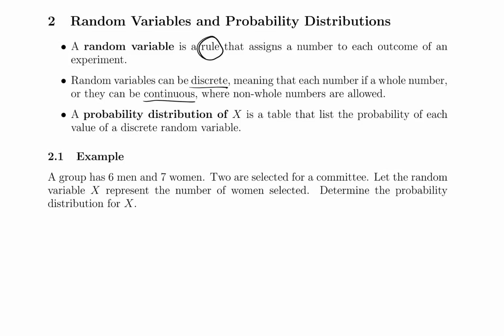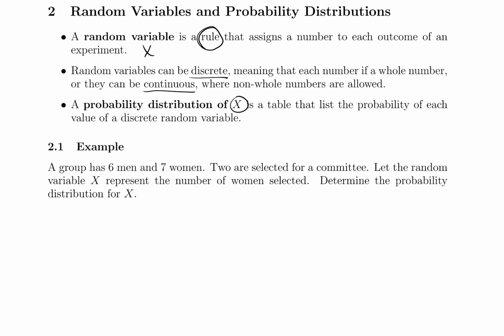A random variable we will usually call x. When we say the probability distribution of x, this is talking about a specific random variable x. It's just a table, and you list, if my outcome is 2, what's the probability of having that outcome? If the outcome was 3, what's the probability of having that outcome? It's just a way for you to organize the probability data for the random variable that you're looking at. So let's take a look at this first example.